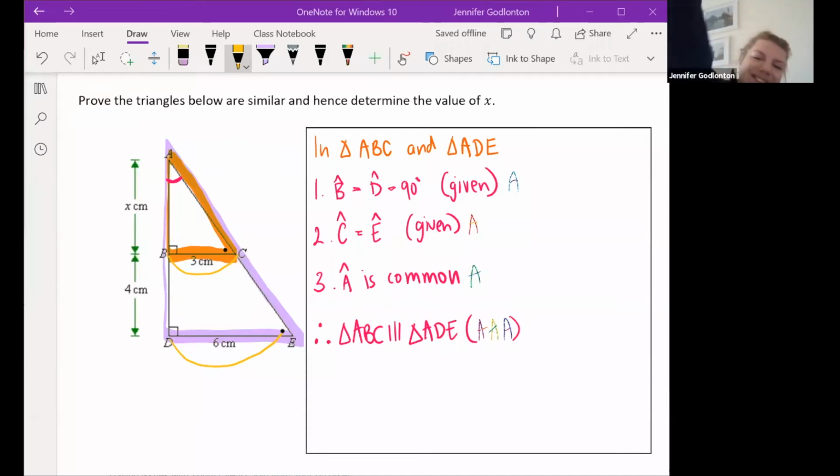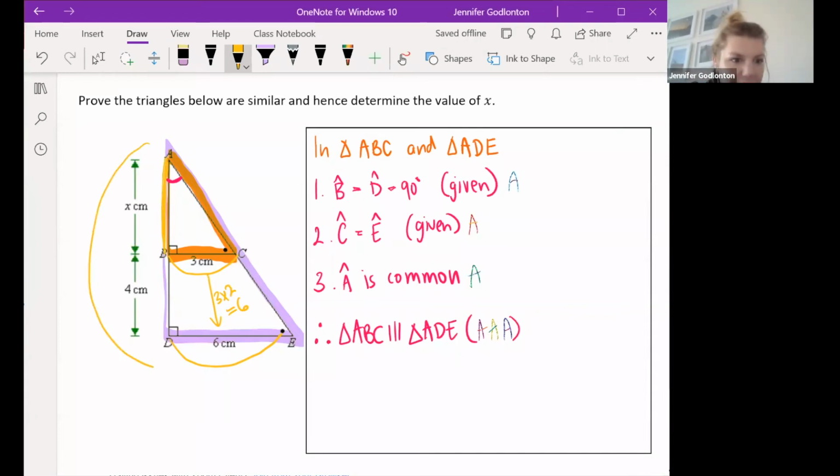There we go. Okay, so if we have a look at our orange triangle and our purple triangle, if I take that 3 and I times it by 2, I'm going to be given my 6. So if I'm looking at this length over here, I know that if I times it by 2, I have to get this whole length over here. Okay, so let's try and break this down a little bit like this.